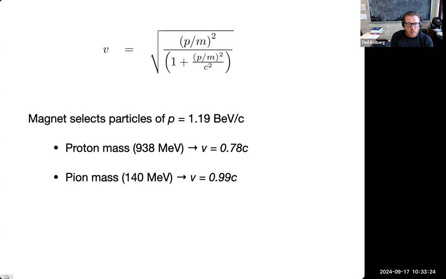It turns out that at 1.19 BeV per c of momentum, the proton is traveling at 0.78 c, but the pion is traveling at 0.99 c. So what we want to do is pick a material with an index of refraction such that the pions are traveling faster than the speed of light in the material and will produce Cherenkov radiation, and the protons will be traveling slower than the speed of light in the material and will not produce Cherenkov radiation.